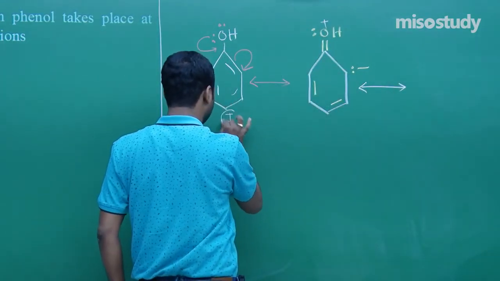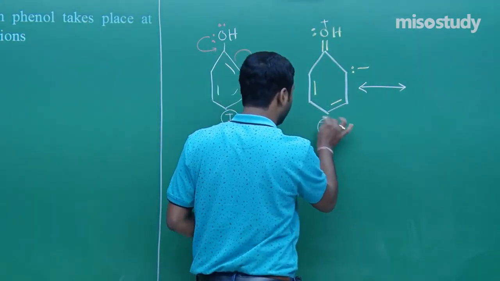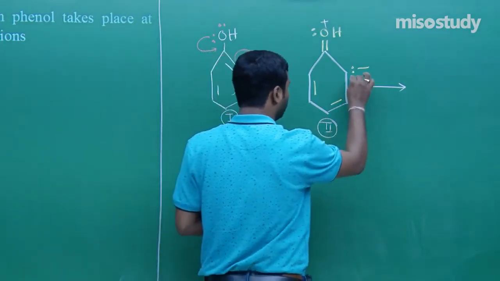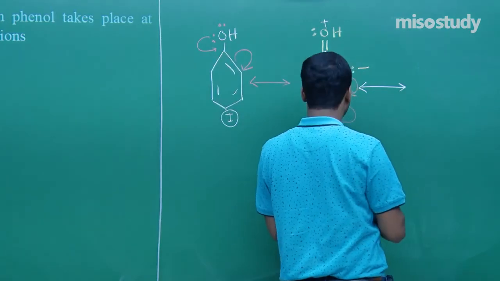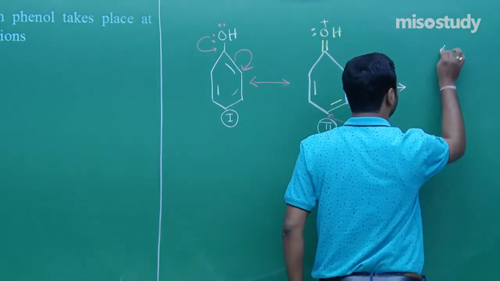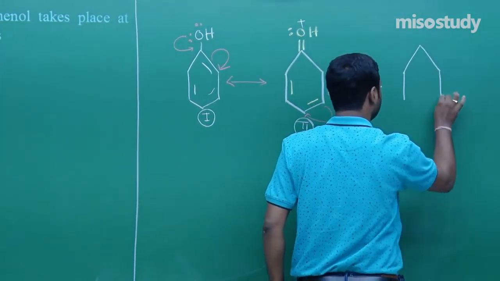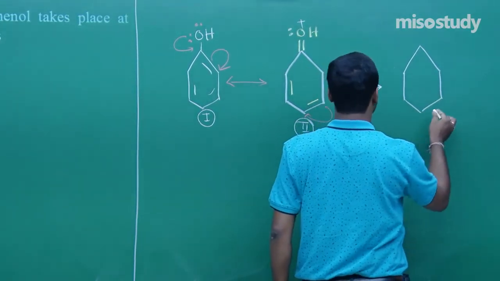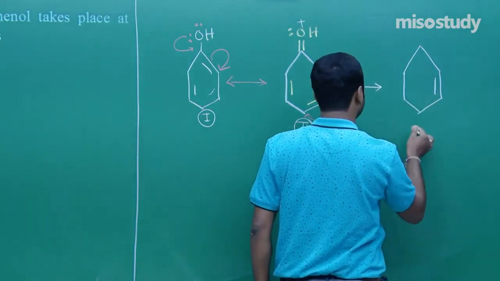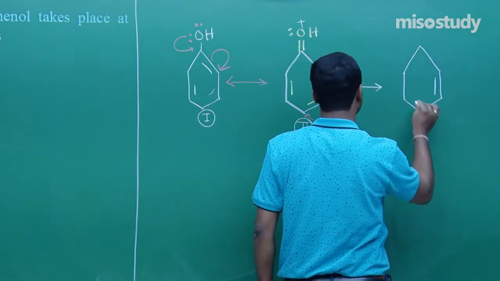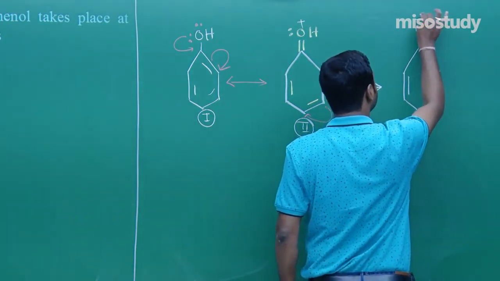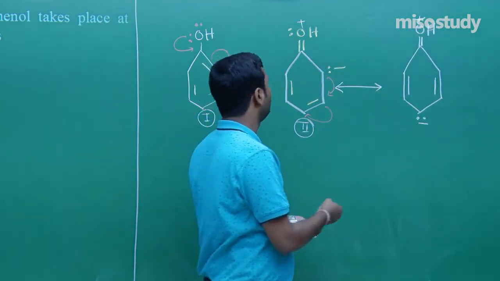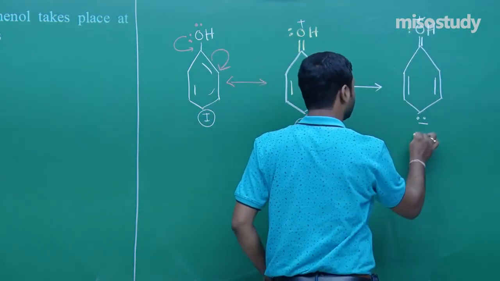What is the third resonating structure? This one is first, this one is second. Now what will happen? This will move here and this will move here. So the next resonating structure in this case is this one. Now put here a double bond. Now the two electrons, minus sign here, then double bond O, that is plus. Clear to you? This one is the third resonating structure.